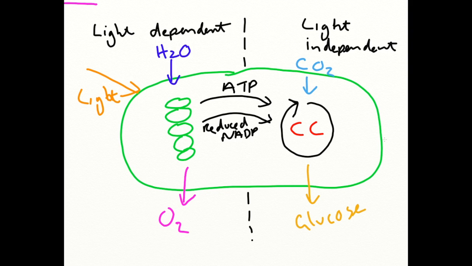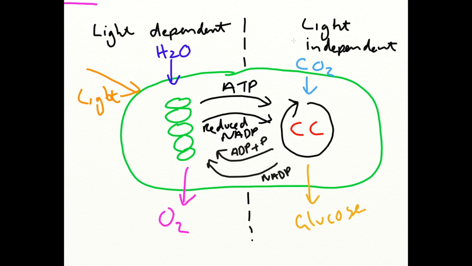ATP and reduced NADP though get recycled, okay, and if that's a bit confusing, there'll be other videos that'll explain that. So once ATP has used its energy, released some energy, it comes back in the form of ADP plus P, and the same with reduced NADP, it comes back in the form of just NADP.